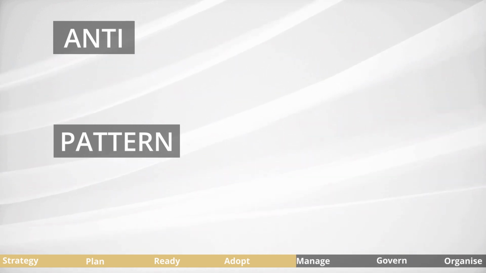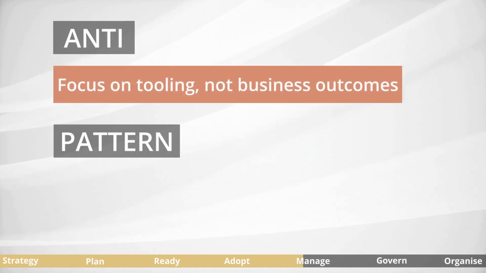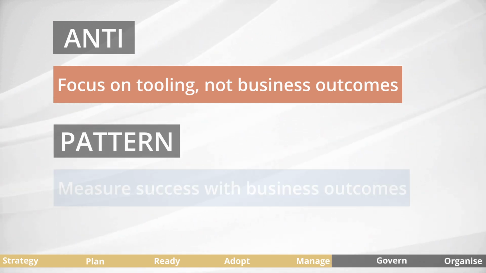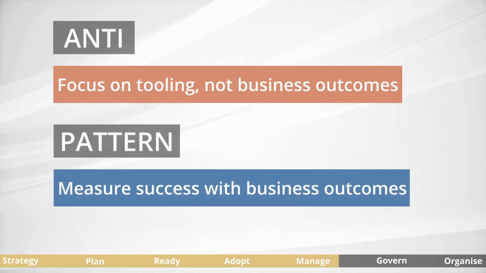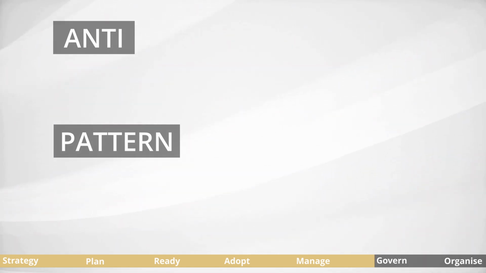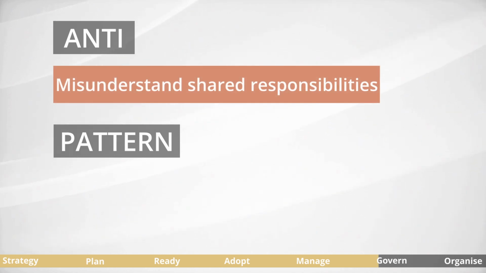Next anti-pattern is focusing on tooling, not business outcomes. A tool, whether new or modernized, doesn't guarantee faster delivery or better business outcomes. The preferred approach is to measure success with business outcomes. When measuring success, it is important to focus on business outcomes rather than just simple technology outputs like faster deployment or pipeline configurations.